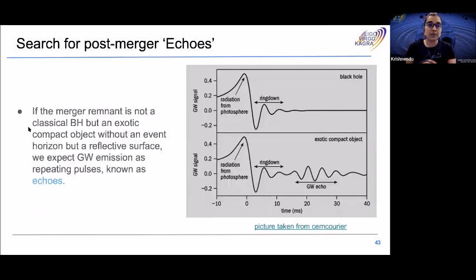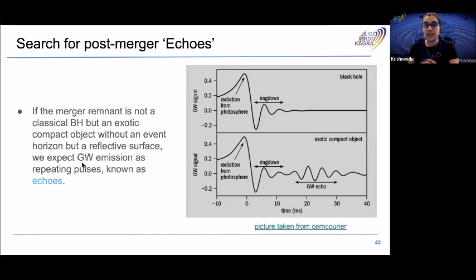So the next type of analysis using the ringdown signal is looking for echoes. We assume that the merger remnant is a black hole, but if the merger remnant is not a classical black hole but an exotic compact object, which does not have an event horizon but a reflective surface, we expect gravitational emission as repeating pulses, and these are known as echoes.